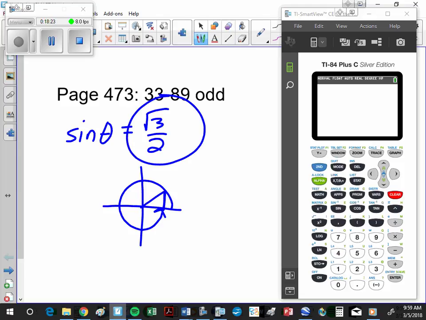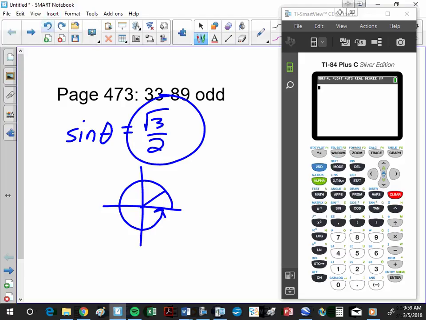Where does it happen? Right here, it's a bad drawing, I get something comma root 3 over 2. And then it happens again here. Why not in quadrants 3 and 4? They're negative. So the answer is 60 degrees and 120 degrees. Now, these are actually pretty easy because all of the answers are on your unit circle.